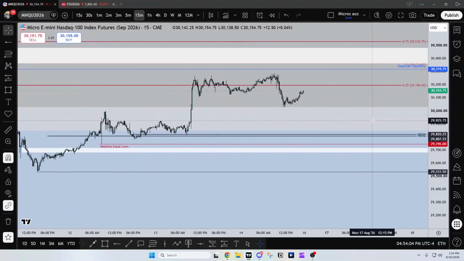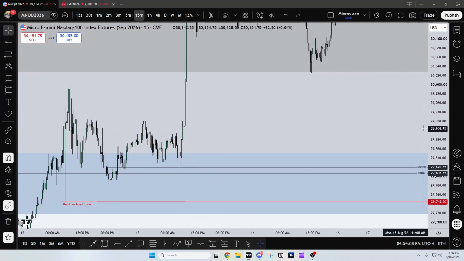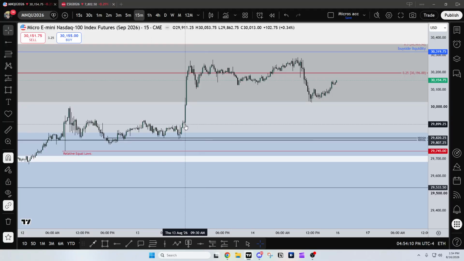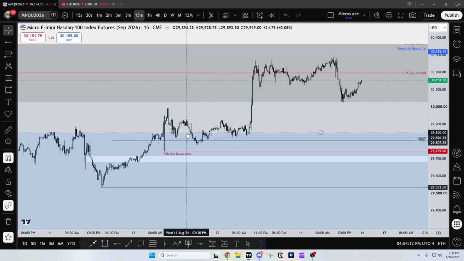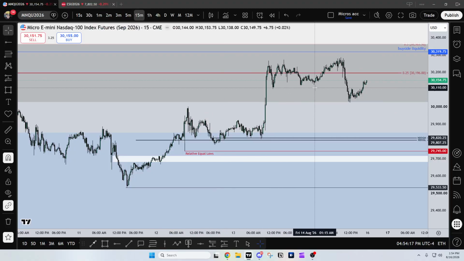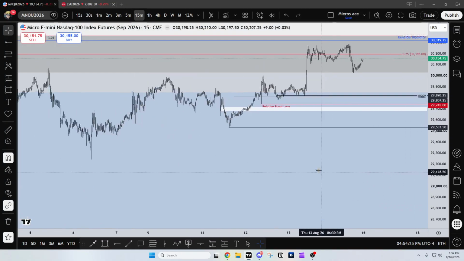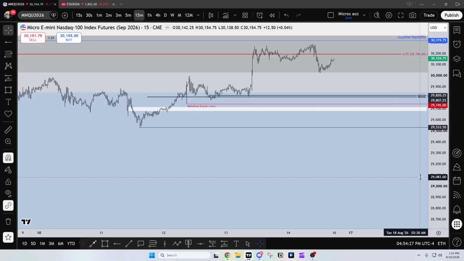It's low-key too much. We still haven't used this first fair value gap from that one day. I think it was early last week. Still haven't used that first fair value gap. So we might want to come back down, use that. We could run this low.